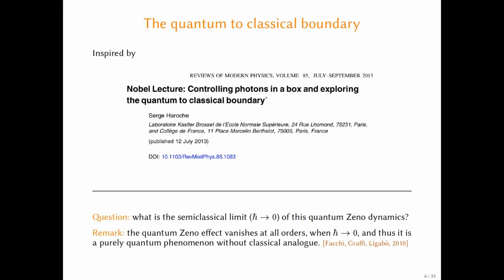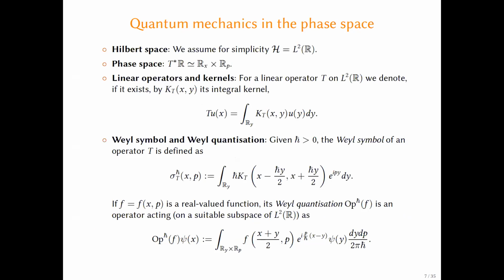But the point is that the quantum Zeno effect, at the same level as tunneling, is a purely quantum phenomenon without classical analogue. So it vanishes at all orders in the constant h bar. So it's a tricky question. Okay. And so for this reason, I want to explain what I mean by the semi-classical limit of this quantum Zeno dynamics.